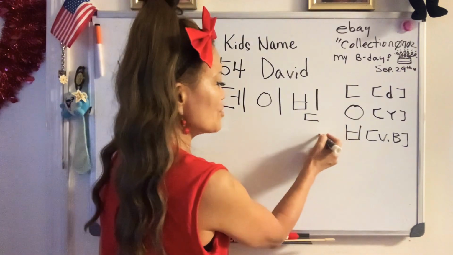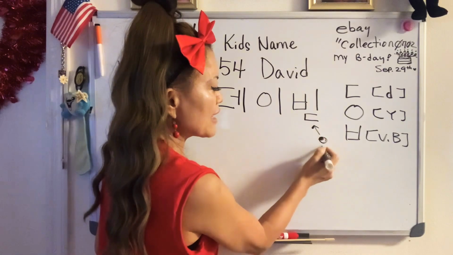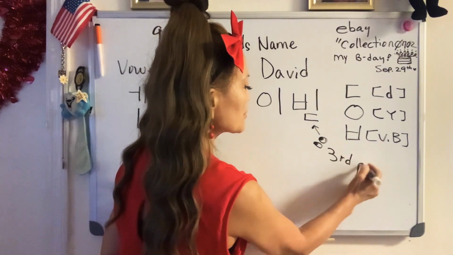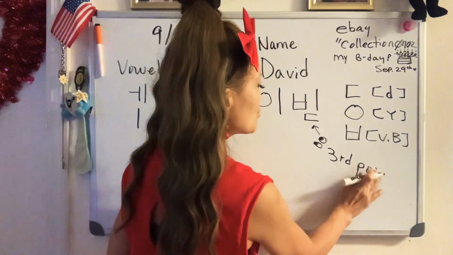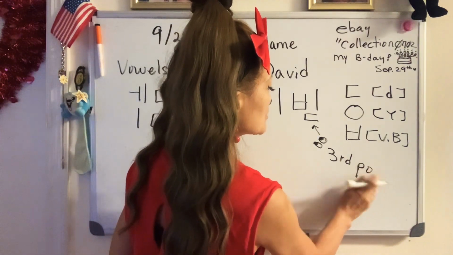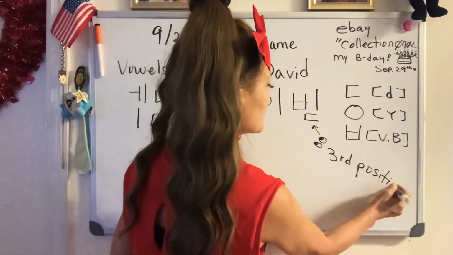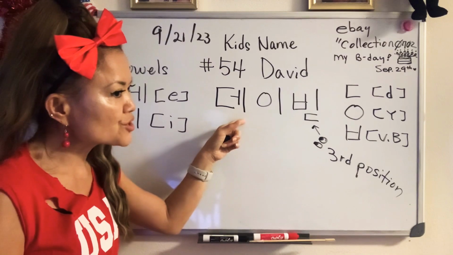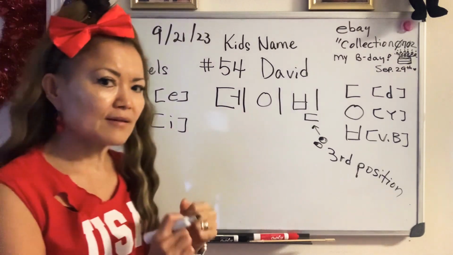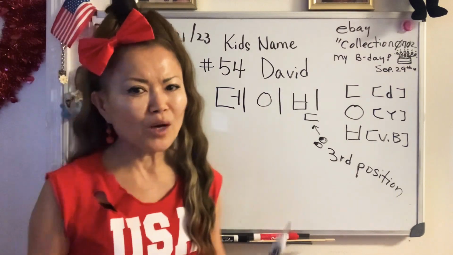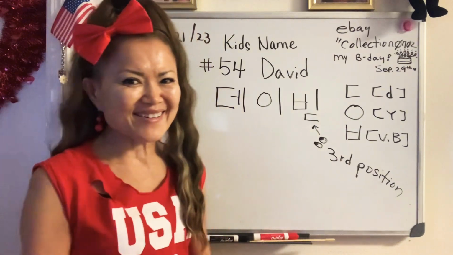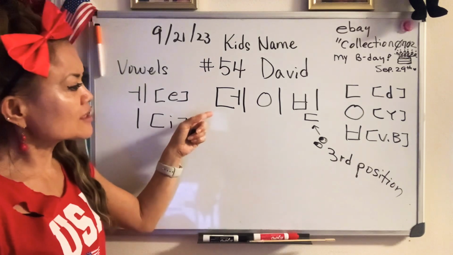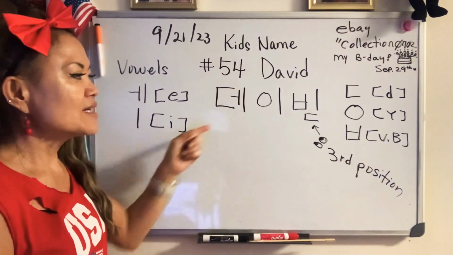So this is the third position, okay guys? Follow Miss Sunny's eyeball. This is called third position, okay? Yeah, third position. So there is always a first position and a second position, which can be one letter: one consonant with one vowel. Then you can add a third position, okay? So this is how to write David in Korean.